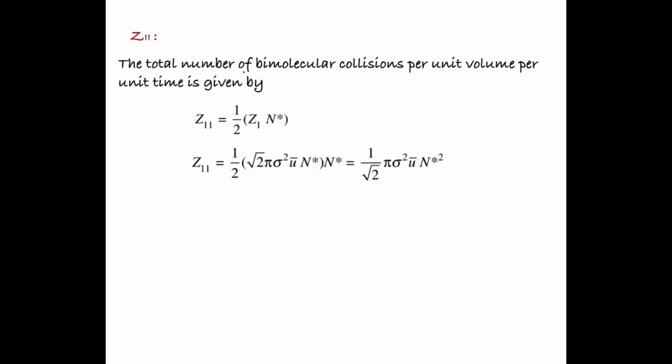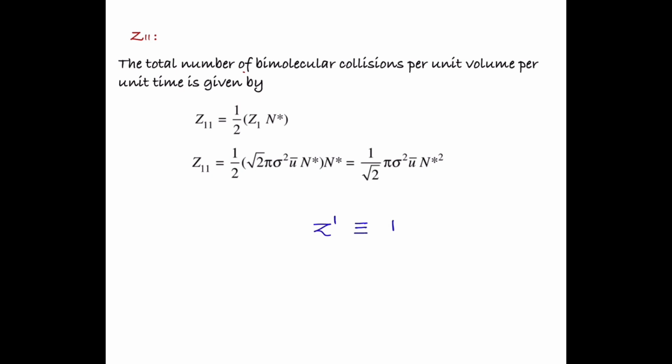The next parameter is Z11. This is the collision frequency. The exact meaning we already discussed. That is the total number of bimolecular collisions per unit volume per unit time, which is Z11. So here Z1 is the number of collisions made by one molecule in unit time.